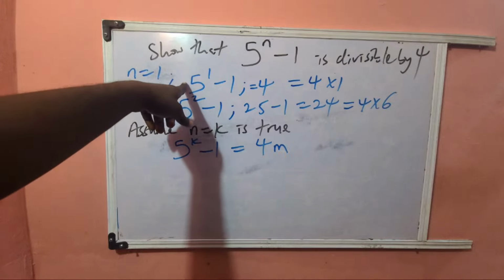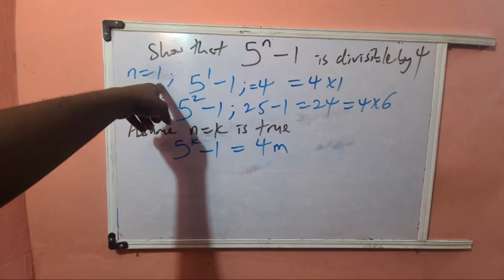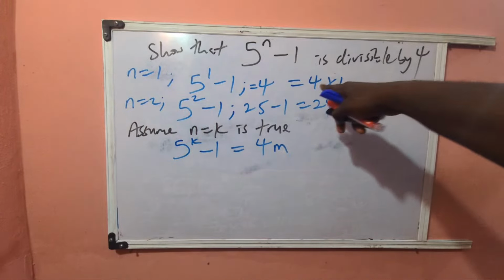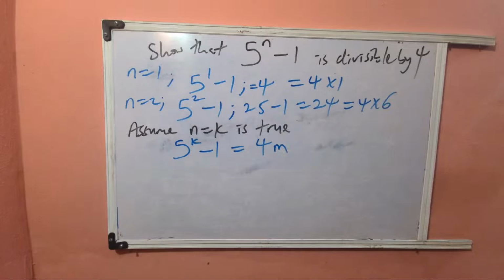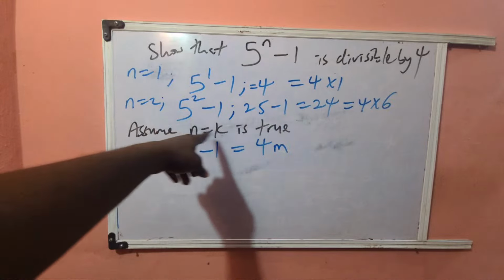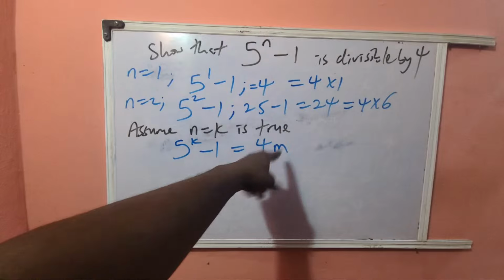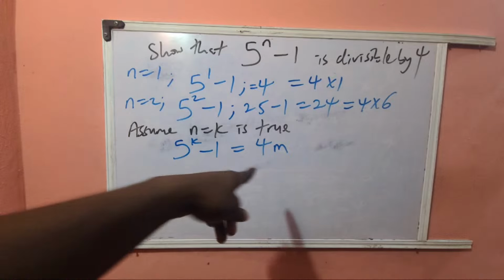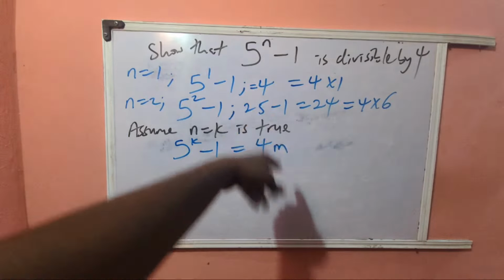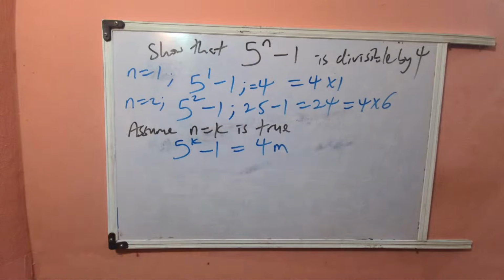In this case, you can see that when we put n equals 1, it was 4 times 1. When we put n equals 2, it was 4 times 6. So if we put n equals k, it will be 4 times m. You can put anything you want. You can put L, you can put Y, but I'm using m. So this is the inductive hypothesis.